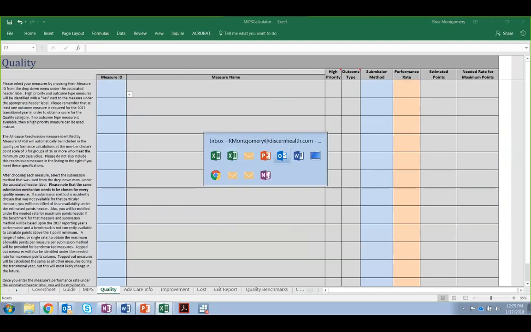Okay. On this sheet, this is where you enter the quality measures that you're planning to report and your performance rate.